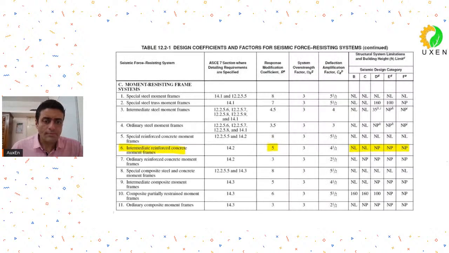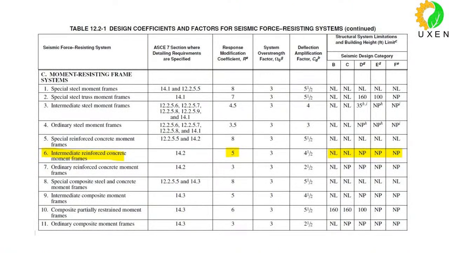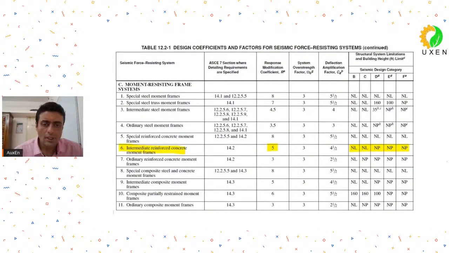So if you see the intermediate moment resisting frames, I have highlighted it in yellow. You can use it in seismic design category B. In the last column, you can see NL stands for no limit. So there is no limit, no height restriction for using an intermediate moment resisting frame in seismic design categories B and C. And you are not allowed to use an intermediate moment resisting frame in seismic design categories D, E, and F. So NP stands for not permitted. So you are not permitted to use these systems in categories D, E, and F.